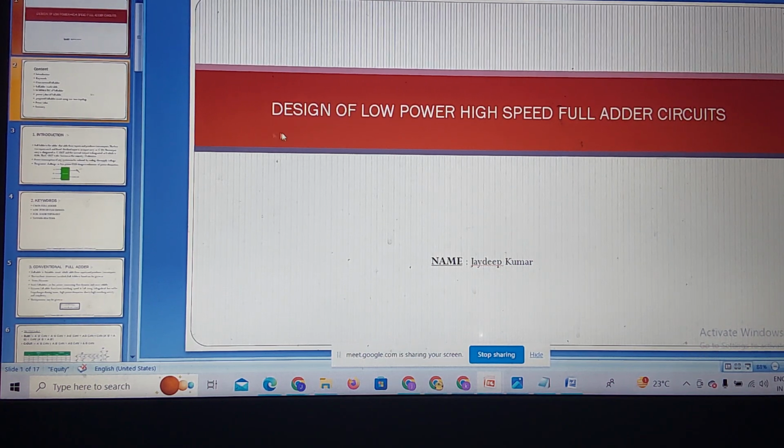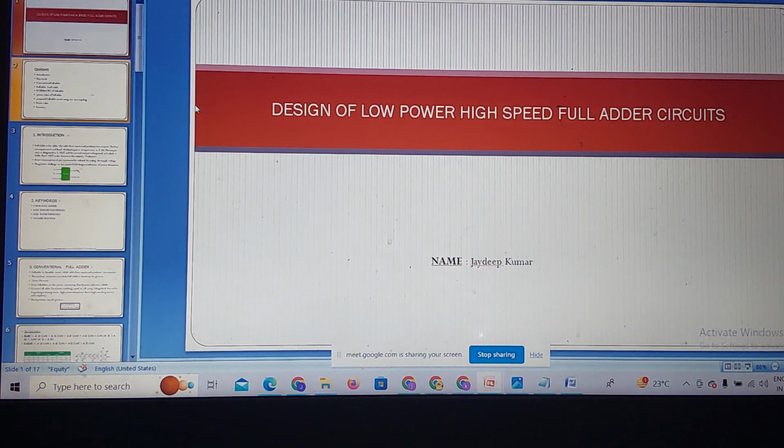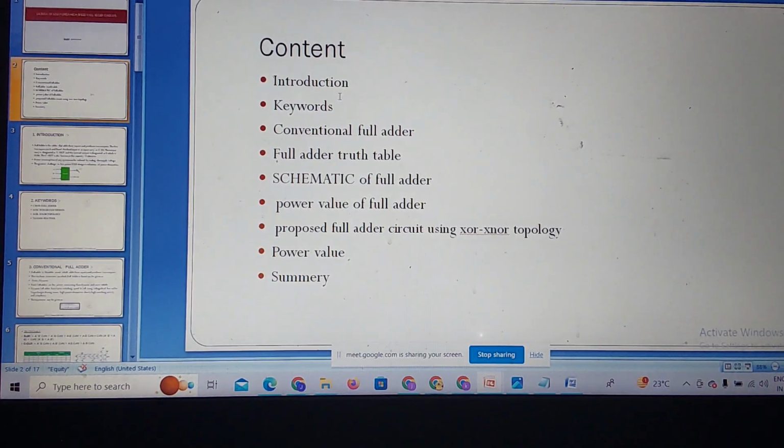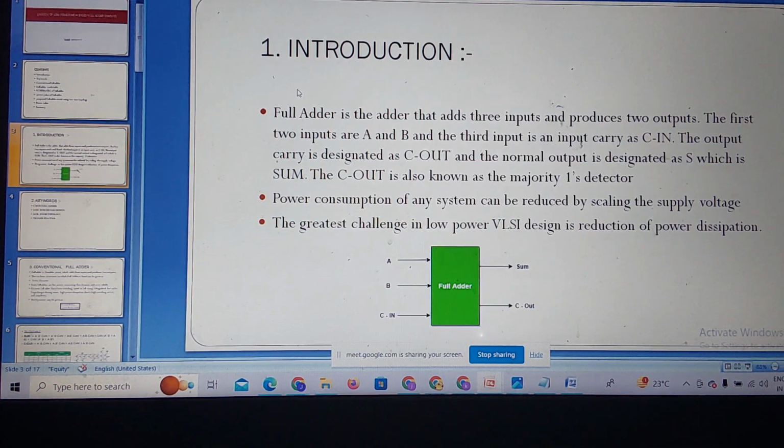First of all, we discuss the contents of this PPT: introduction, keywords and the conventional full adder, then the full adder truth table, schematic of the full adder, and the power value of the full adder, then the proposed full adder using the XNOR topology, and then the summary. First we'll discuss the introduction. A full adder is an adder with three inputs and two outputs. You can see the three inputs A, B, C in, and the outputs sum and C out. That is a conventional full adder.